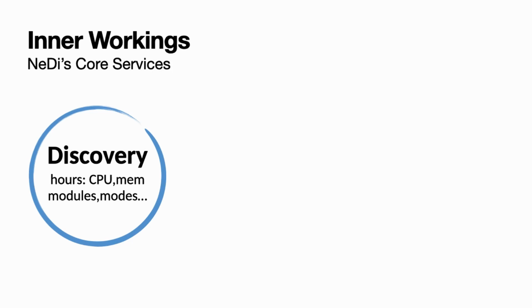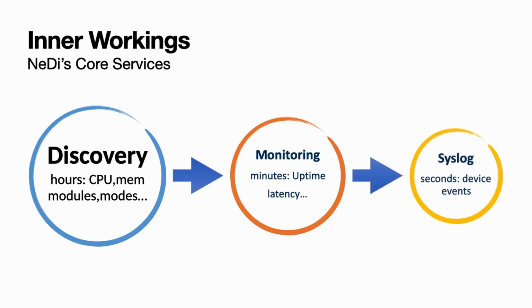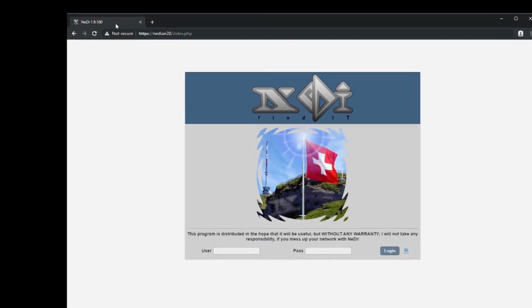Another discovery can be scheduled once at night to back up the configurations of all supported network devices in addition. The discovered devices can then be added to monitoring, which checks uptime and latency in a 2 to 5 minute interval. Uplinks and BGP peers can be monitored, amongst some other things as well. Monitoring thousands of targets is no problem. Last but not least, NeDi features a syslog service, which can alert on critical events within seconds. Let's have a look how all of this works.